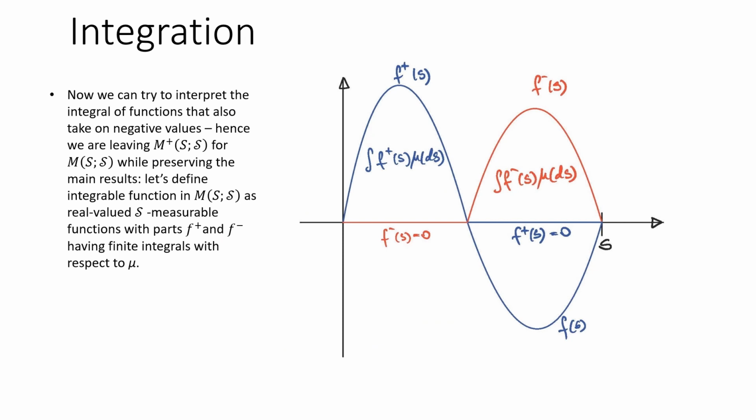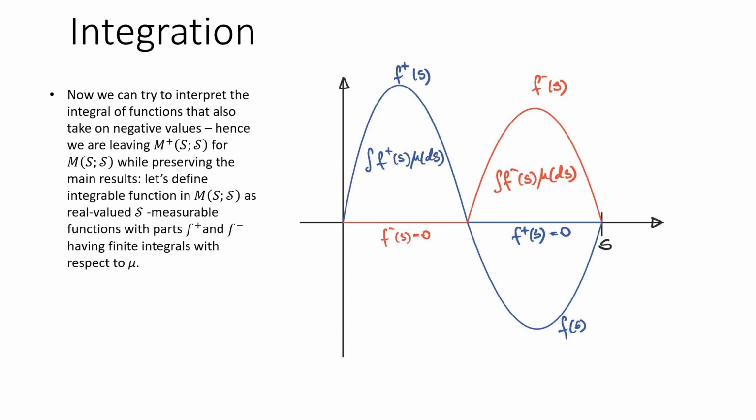Having done all this, now we can try to interpret, to understand the integration of measurable real-valued functions in general. So at this point, we are leaving the space of non-negative real-valued measurable functions for the space of real-valued measurable functions in general. I have a figure which is very simple, but I hope it's instructive. In the figure, we can see a general real-valued measurable function that takes on negative values for a subset of the state space.